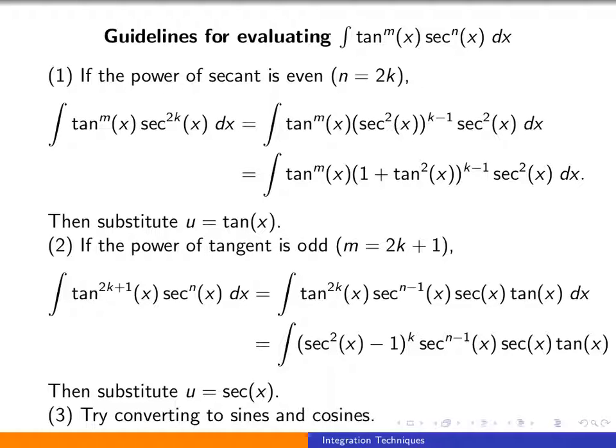Likewise, if the power of tangent is odd and we have a secant available, what we will do is take that leftover odd power of tangent and save it along with one of our secants. Then we take the remaining even powers of tangent and rewrite them in terms of secant and do the u substitution, u equals secant x. Now if both of these methods fail, as in we cannot apply them, one thing you could always try to do is convert in terms of sines and cosines.